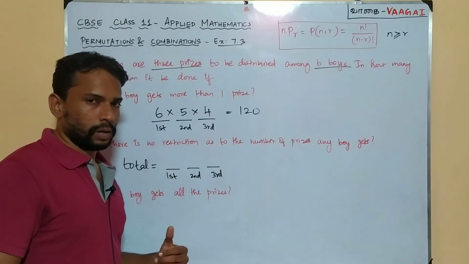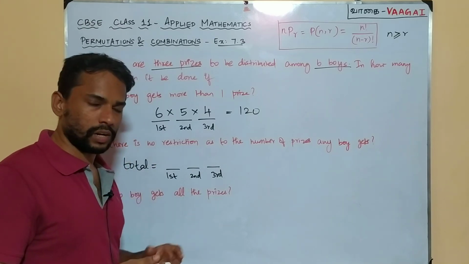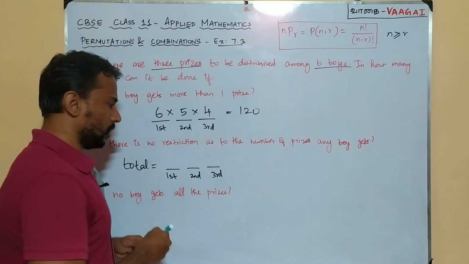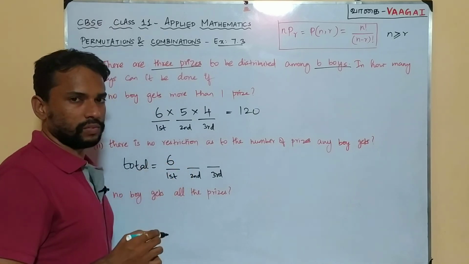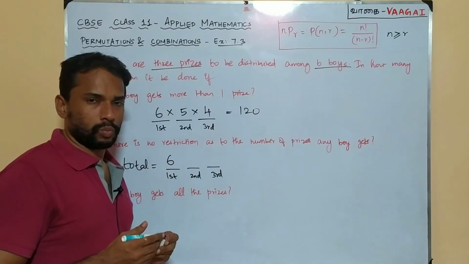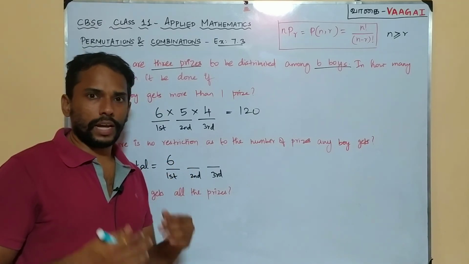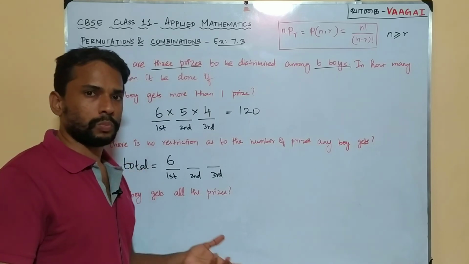So here, what would be the number of ways for the first prize? First prize can go to any one of the 6 boys, right? So that means there are 6 ways of giving the first prize. And coming to the second prize, what about the second prize? Second prize again will have 6 possible ways, right?